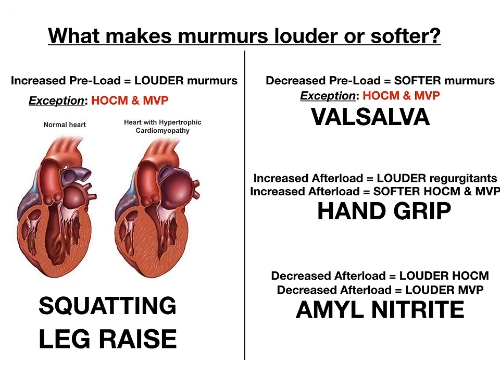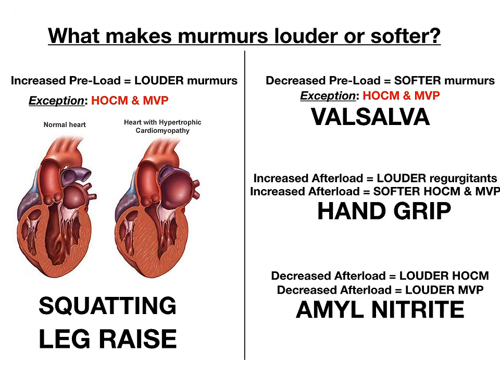Likewise, when you increase afterload, you're going to get a softer HOCM and a softer mitral valve prolapse. And this is the same reasoning as before. If we increase afterload, then HOCM has more pressure propping that septum back into its normal position. The mitral valves have more pressure propping them back into their normal position, those valve leaflets. So again, a softer HOCM or a softer MVP is really saying that the murmur is getting better, right? It's getting softer. You don't hear it as much because there's less of a mechanical issue since there's more pressure returning the heart to its physiologic position. And that's really important to understand.